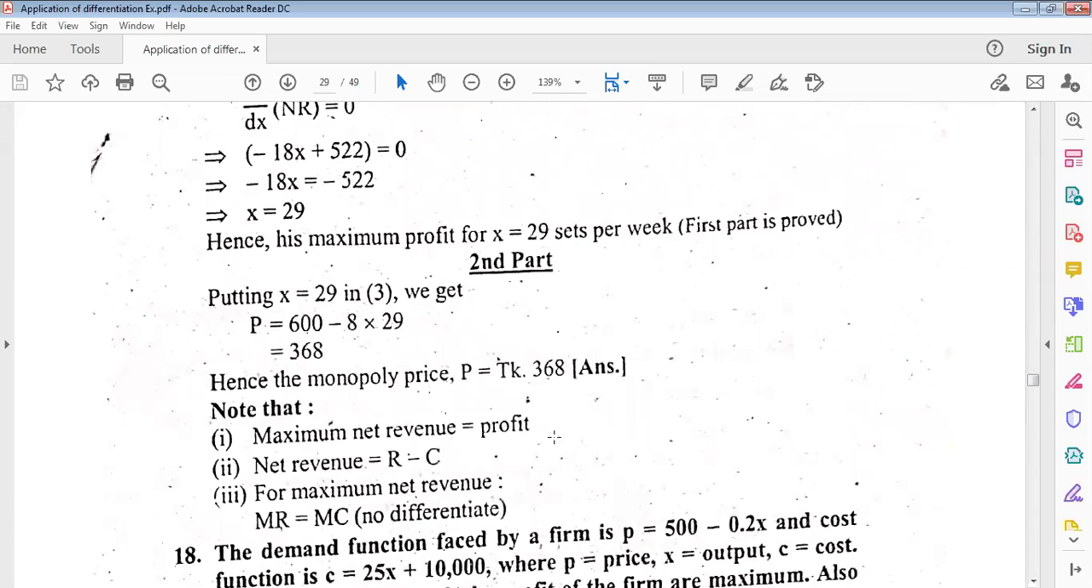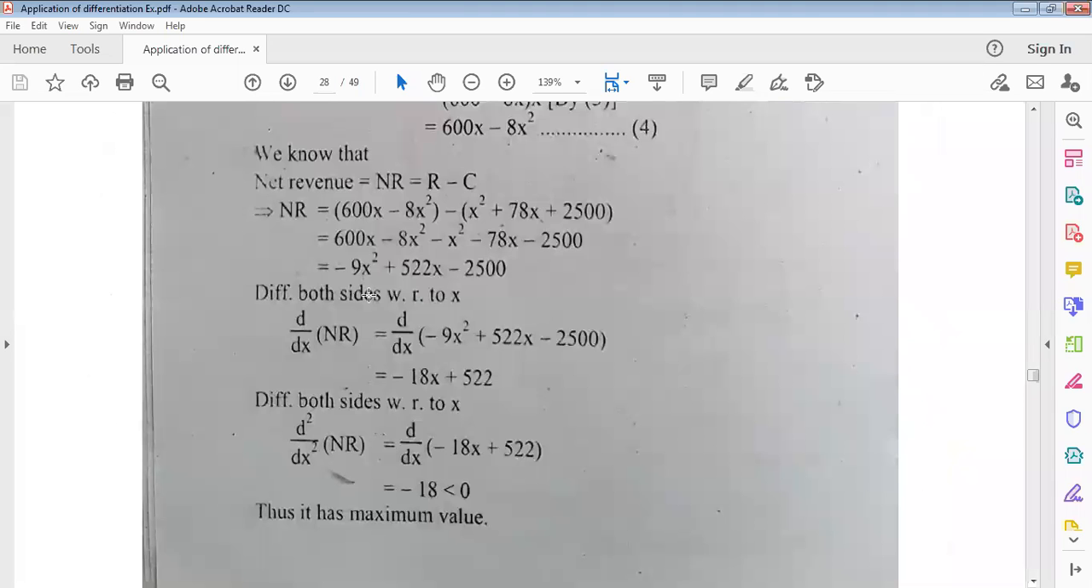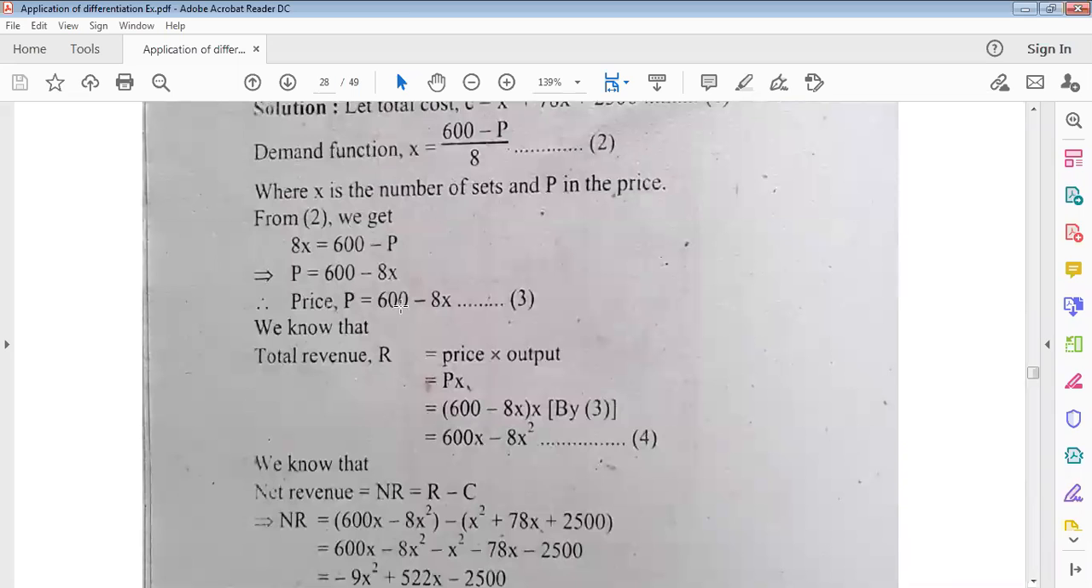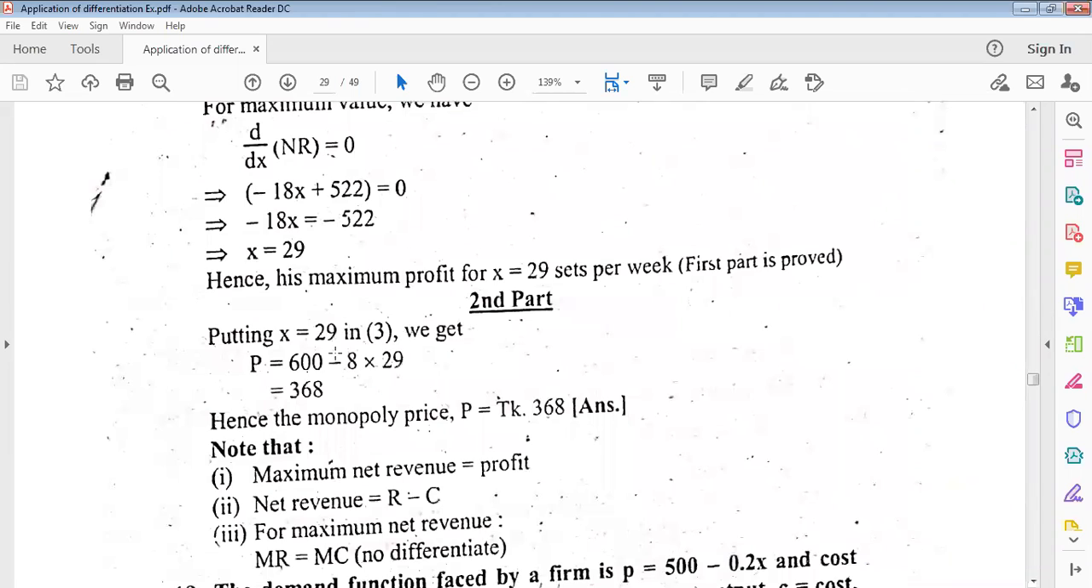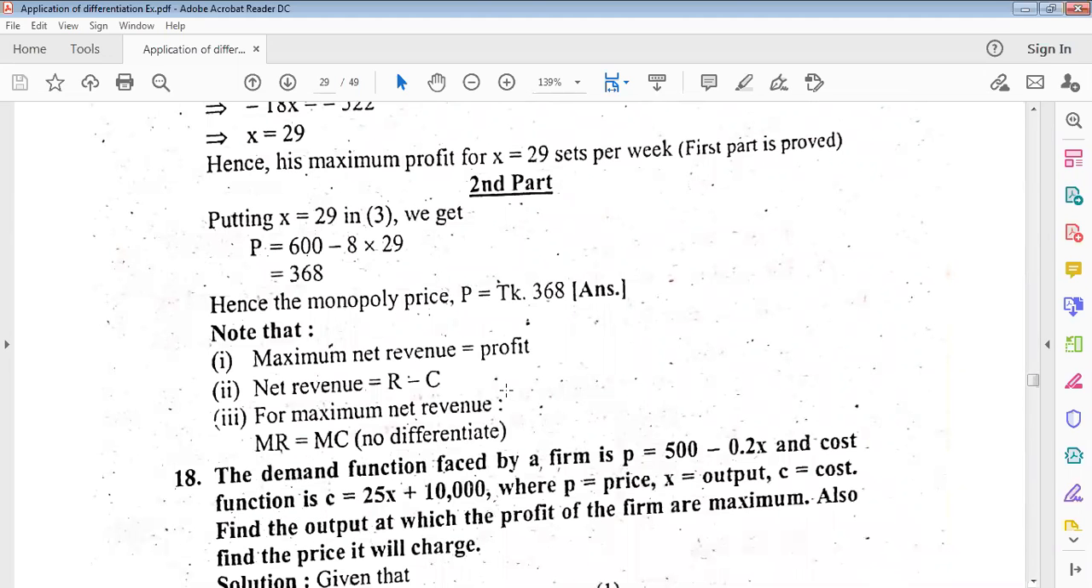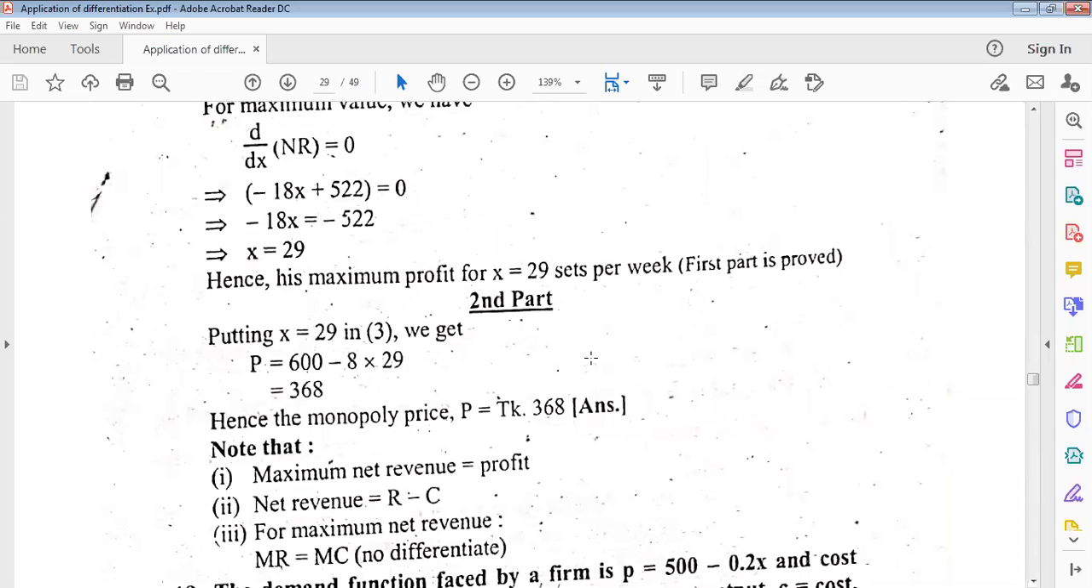Now the second one. If the output is 29, then by equation number 3 we get the price will be, what? If x equals 29, 600 minus 18 into 29, that means 368. Hence the monopoly price will be 368. Actually this is the result. So maximum net revenue equals profit. Net revenue equals R minus C. Remember it. For maximum net revenue, there is no differentiation needed for maximum revenue, just this equal. So these two will be our desired result.